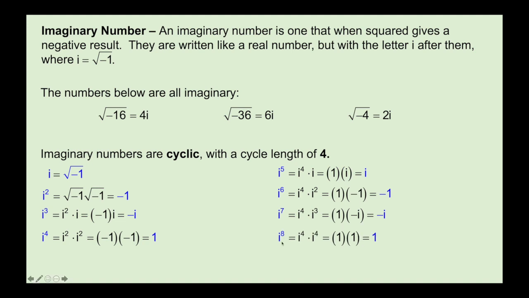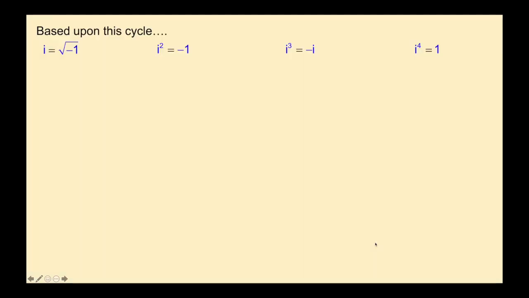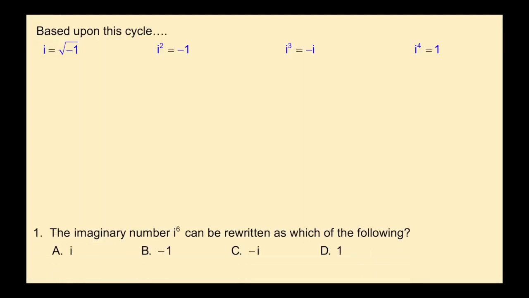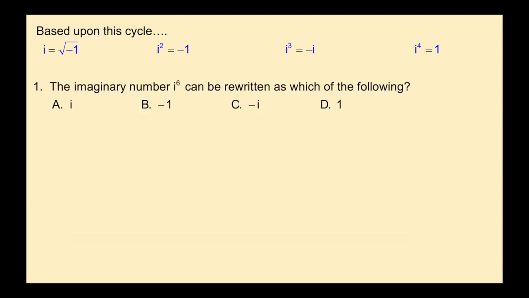And then for i to the eighth, you can think of it as i to the fourth times i to the fourth, or you can just remember that because this is perfectly divisible by 4, it is just going to turn into a 1. So based on this cycle here, we're going to answer some questions. So for number 1, the imaginary number i to the sixth can be written as which of the following?